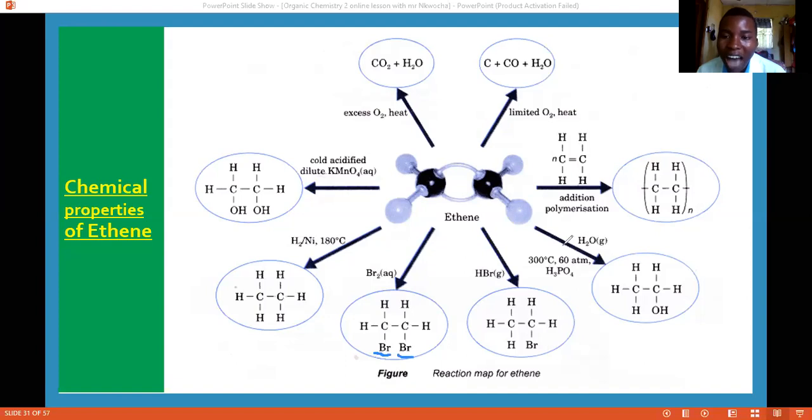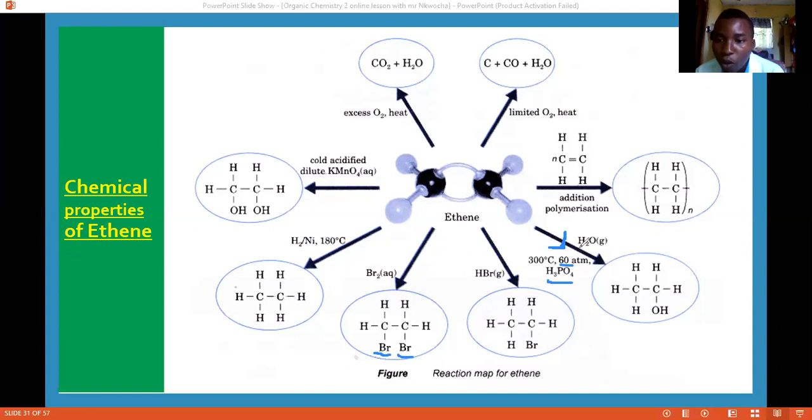This is called hydration. This reaction will take place at 300 degrees Celsius, 60 atmospheres, and in the presence of a phosphoric acid catalyst. So this is the reaction condition. Please take note of it. So the reaction condition for hydration, addition of water.